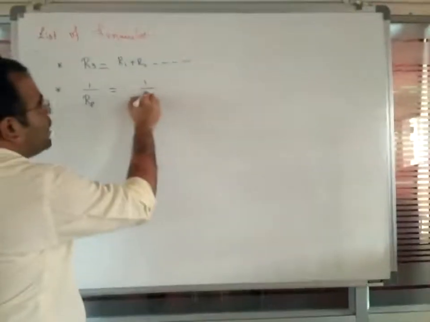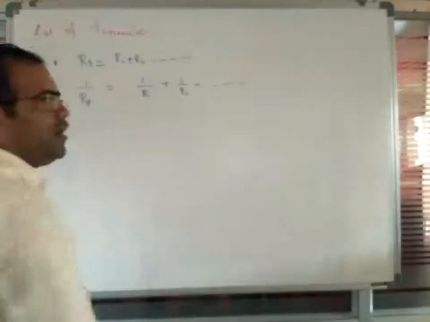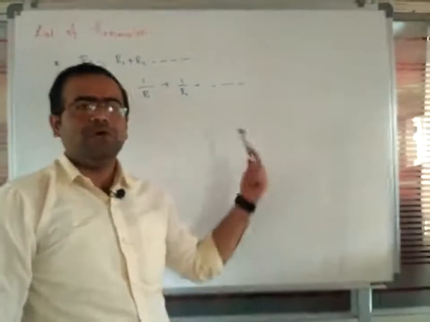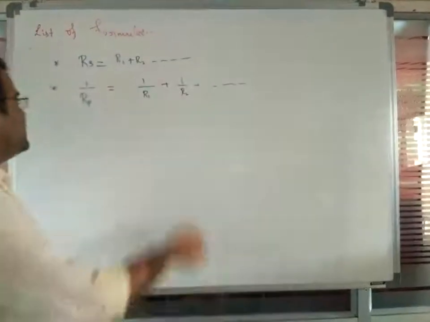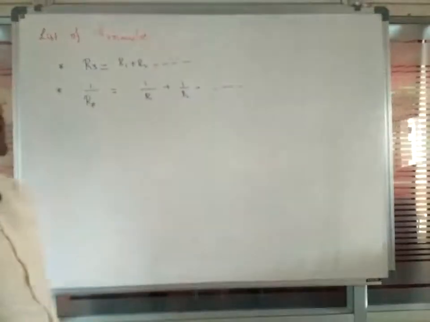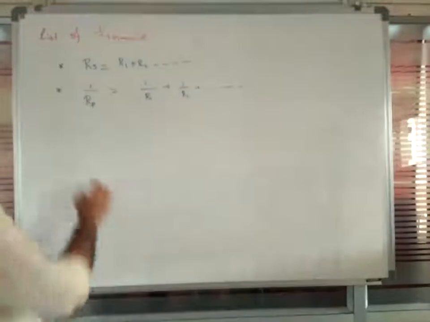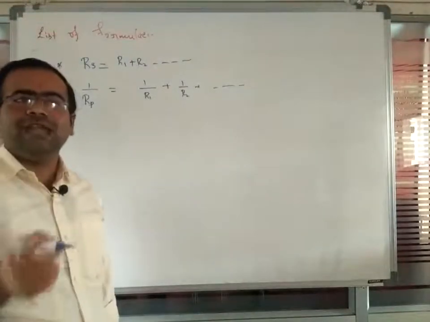Next, whenever we have the parallel combination, it is given by 1 divided by Rp is equal to 1 divided by R1 plus 1 divided by R2. Like this, again we have n number of resistors connected. When we have n number of resistors connected like this, the parallel combination formula is given by 1 divided by Rp like this.